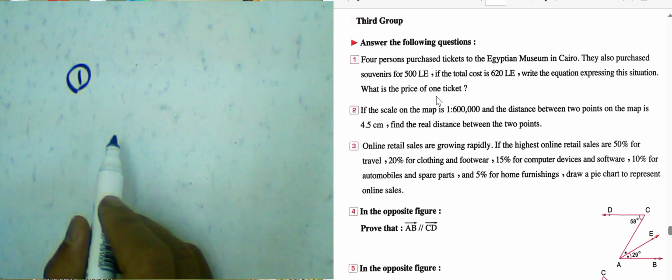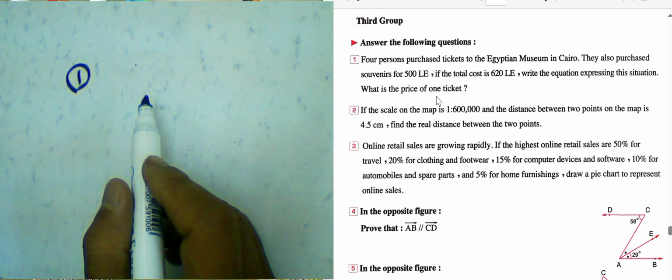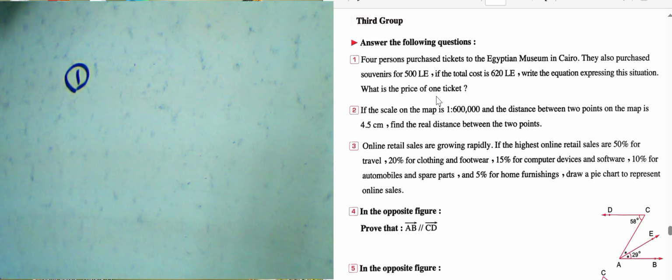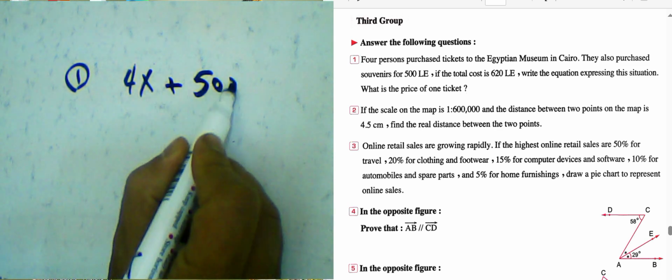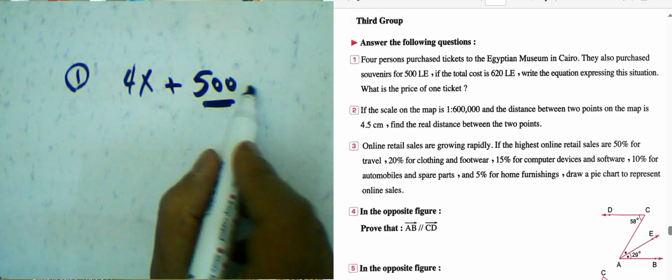Okay, the total cost is 620. You want to find the equation expressing this situation. What is the price of one ticket? The total purchase of gifts was 500. We can write the price of one ticket for the four persons plus the price of the gift 500, so the total will be 620.